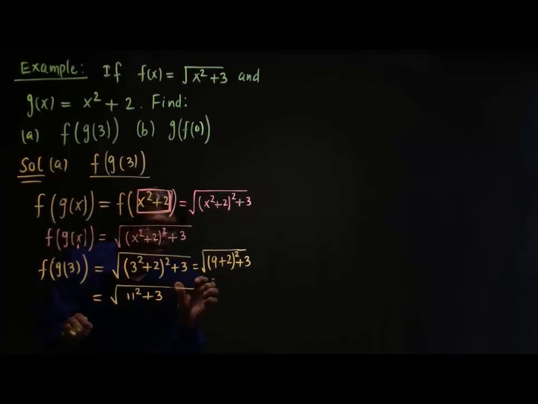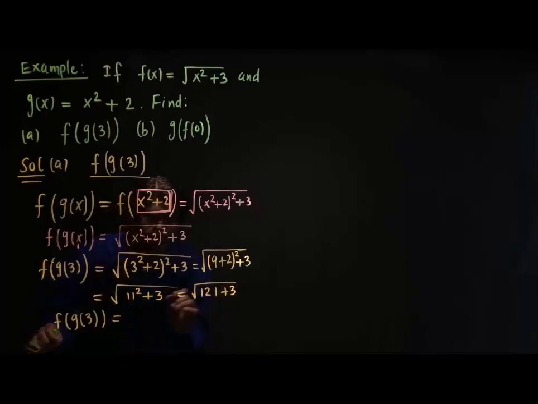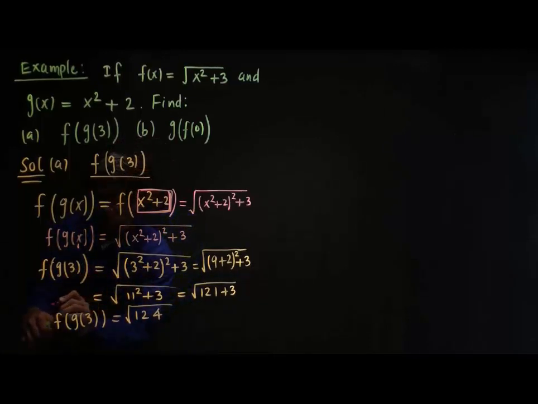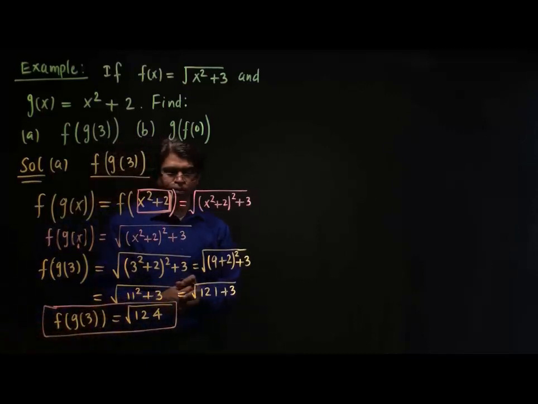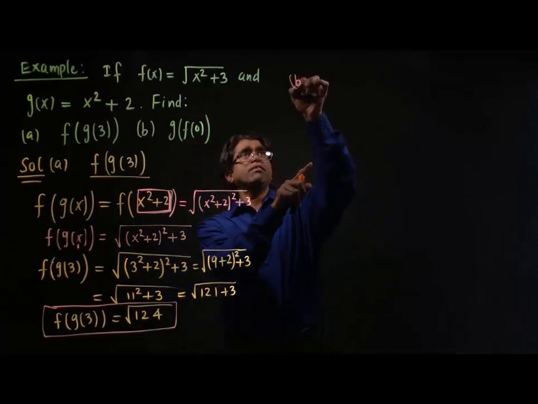And we know that 11 squared is 121, plus 3. So my f of g of 3 will be, 121 plus 3 is 124. So f of g of 3 is the square root of 124. Now let's find part B.